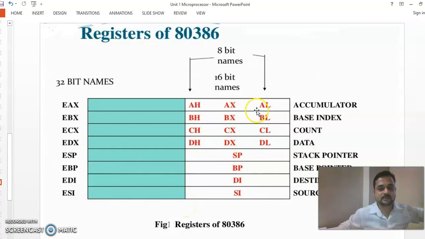AX is a 16-bit register, with AL the lower byte and AH the higher byte; BL lower byte, BH higher byte; CL lower byte, CH higher byte; DL lower byte, DH higher byte. So this is bits 0 to 15 and 16 to 31, so 0 to 31, 32-bit registers are available.